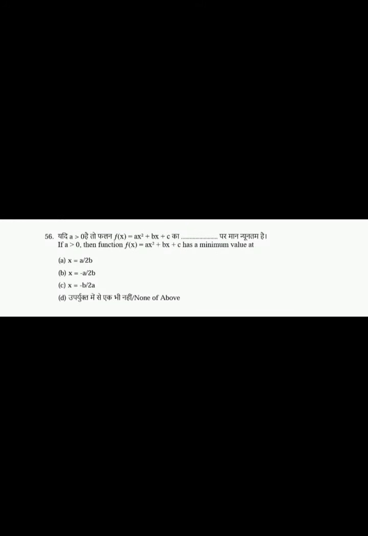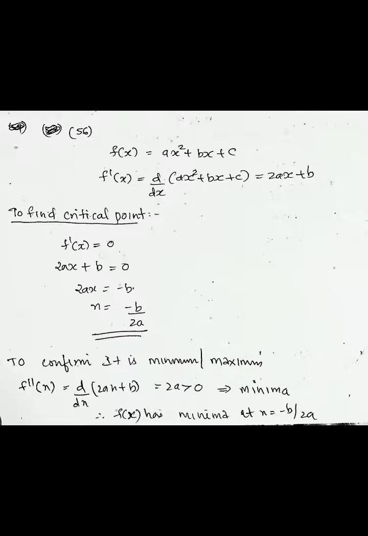The next question is, if a greater than 0, then function f of x is equal to a x square plus b x plus c has the minimum value at. So here f of x is equal to a x square plus b x plus c. So f dash of x is equal to d by dx of a x square plus b x plus c. This is equal to 2ax plus b. To find the critical point, we can write f dash of x is equal to 0. That is 2ax plus b is equal to 0. 2ax is equal to minus b. That is x is equal to minus b by 2a.